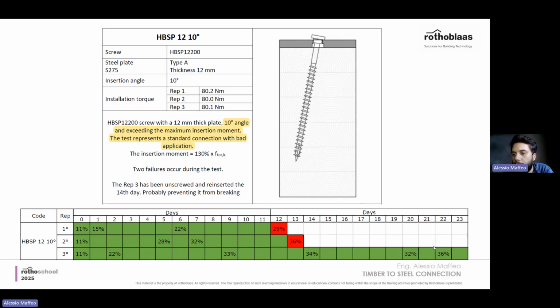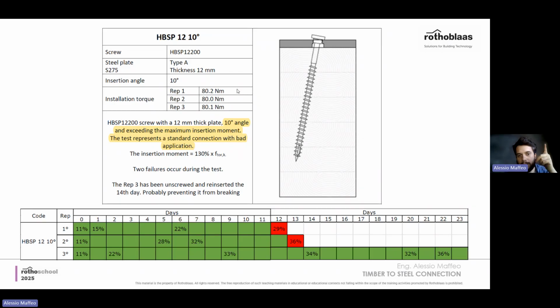So probably there was something that didn't work out well, and actually in the end this didn't fail, but most likely it would have failed just maybe briefly after the last day. There is some variability, of course, in this type of test. So what is critical here is that with a thick plate, with a wrong installation, and with a bad angle of installation, it's very likely that we break the fasteners.